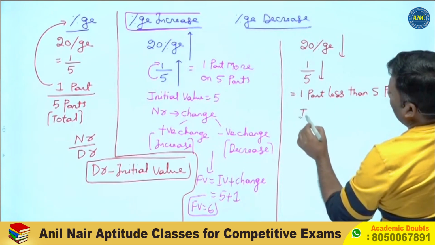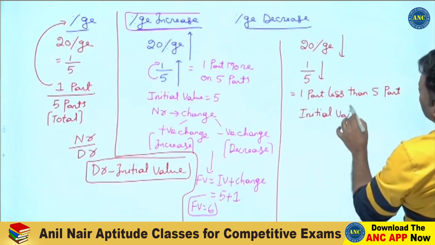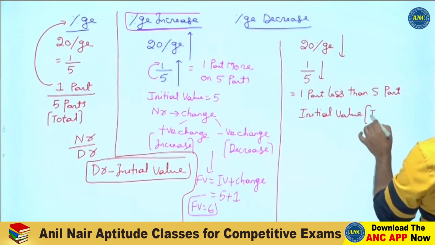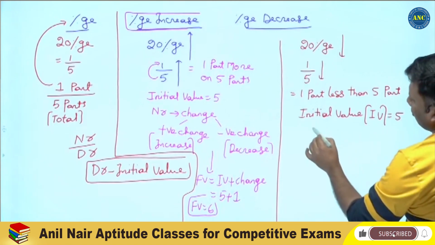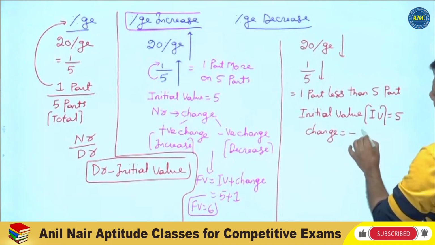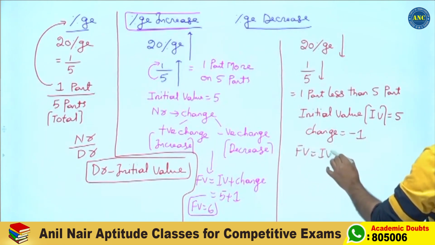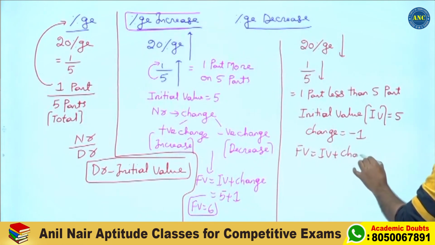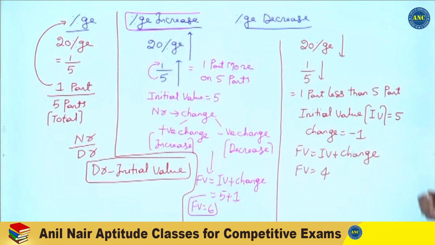From now onwards, I will represent initial value as IV. Initial value is 5. On 5, I want one less. So the change is 1 less, which means it is -1. So the final value is initial value plus change. 5 minus 1, it is 4.